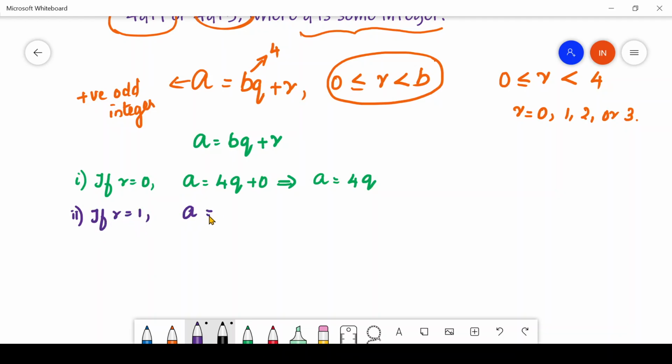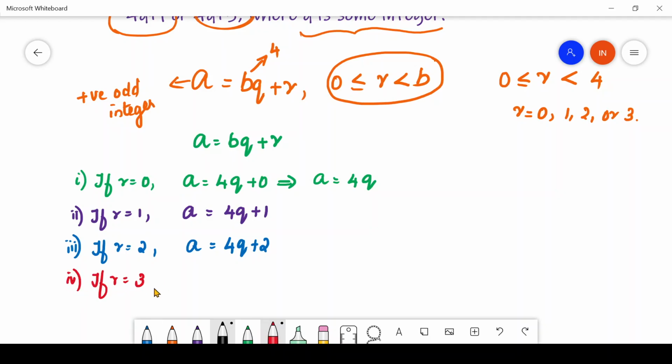If r is equal to 1, a is equal to 4q plus 1, right? If r is equal to 2, what will be the situation? r is equal to 2, a is equal to 4q plus 2. And the last one, we have 3, right? So if r is equal to 3, we have a is equal to 4q plus 3.